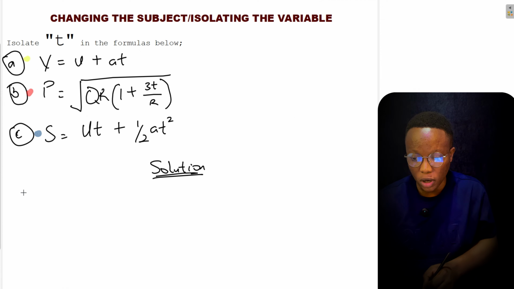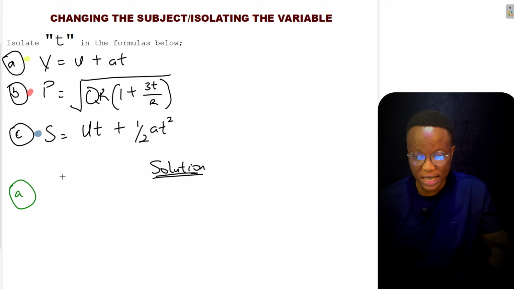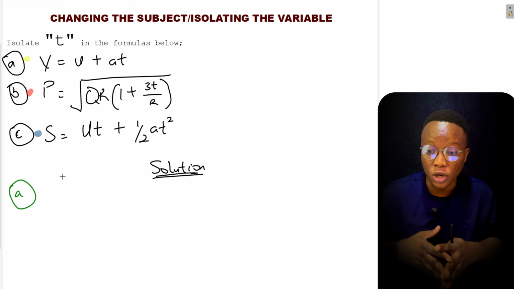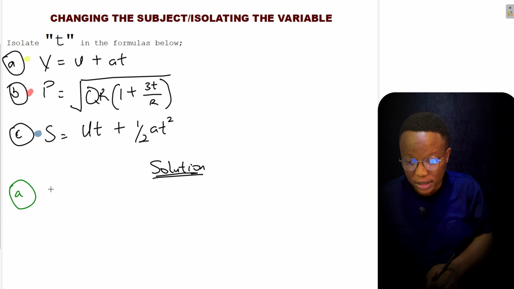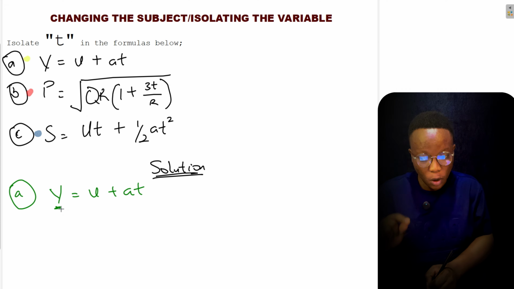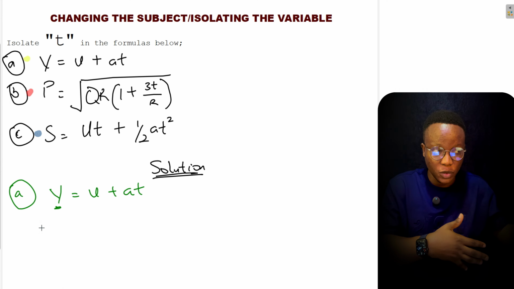Let's start with the simple one. For the first one, the question says we should isolate t in the formulas. So we're making t the subject of the formula. Basically, that's what we're doing. We currently have v is equal to u plus at, which means that v is currently the subject of the formula, or we can say v is isolated. So we want to rewrite this formula so that t will be on the side where v is, and every other thing is on the other side of the equation.